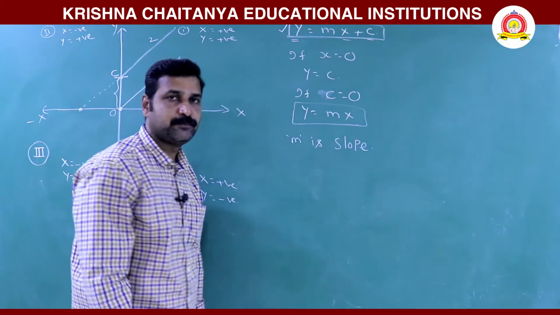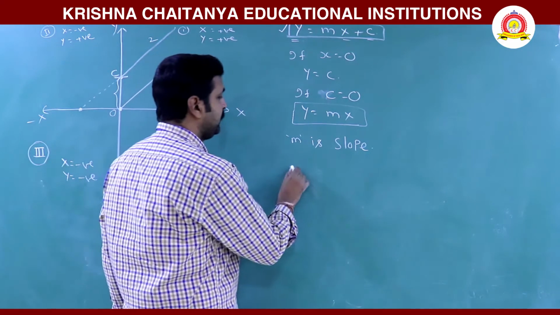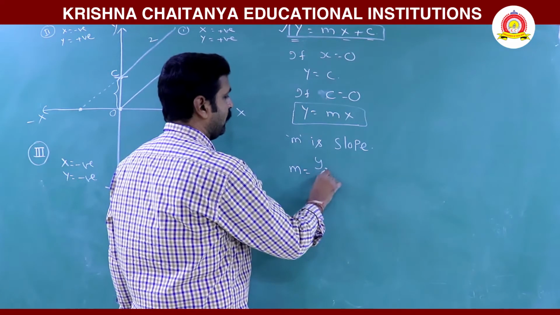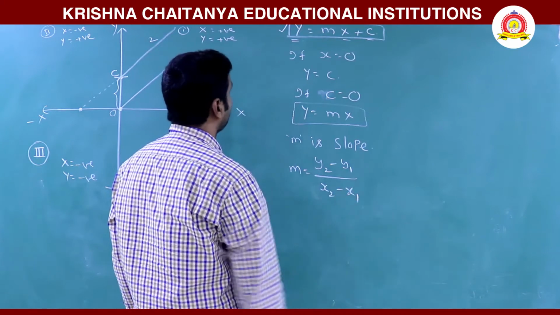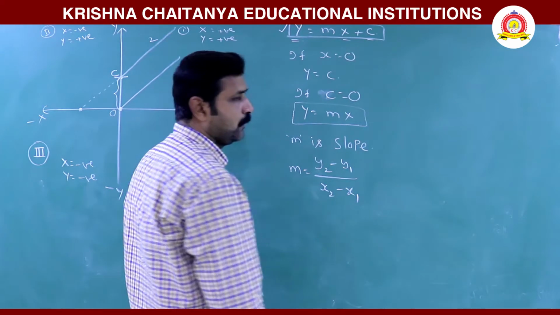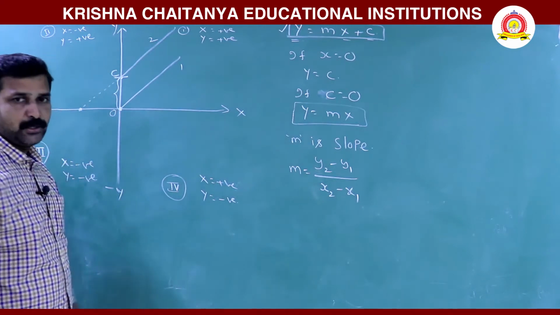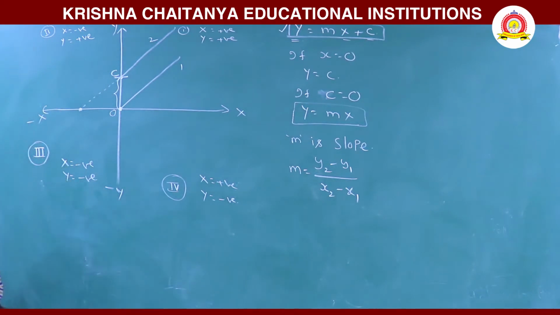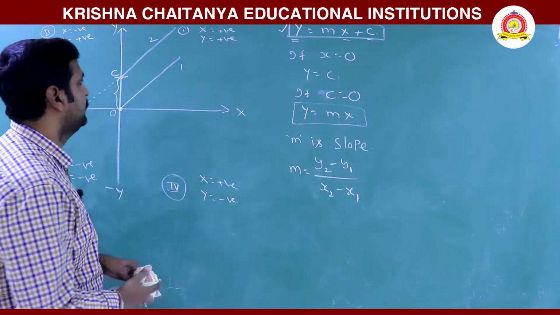M is slope. Generally, slope represents what? M is equal to y2 minus y1 by x2 minus x1. For example, now we will discuss various straight lines with their slopes and intercepts.